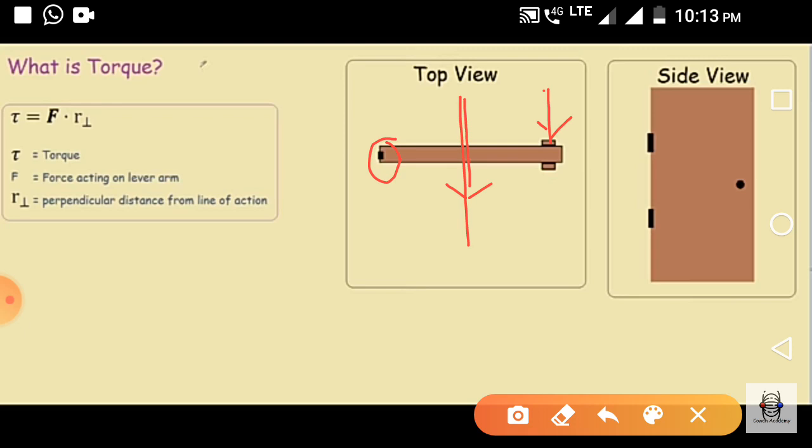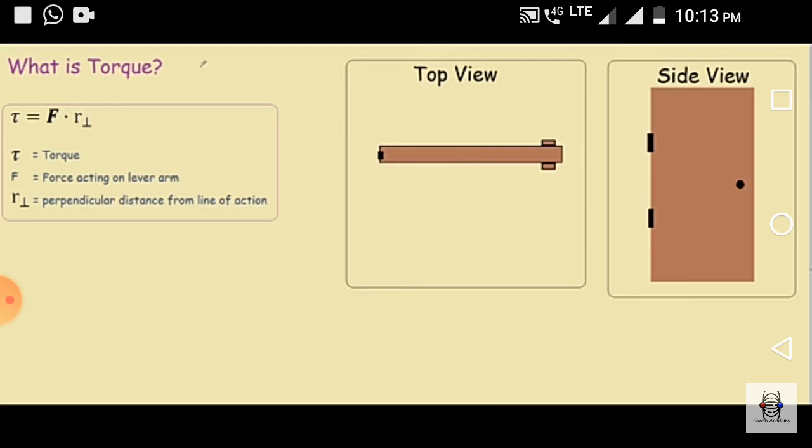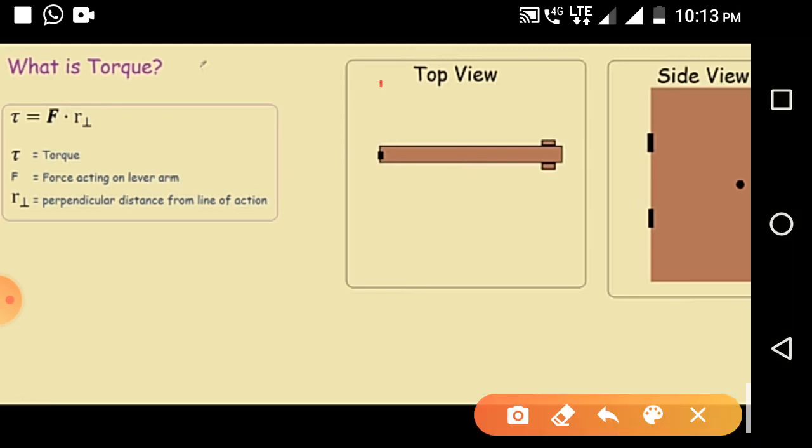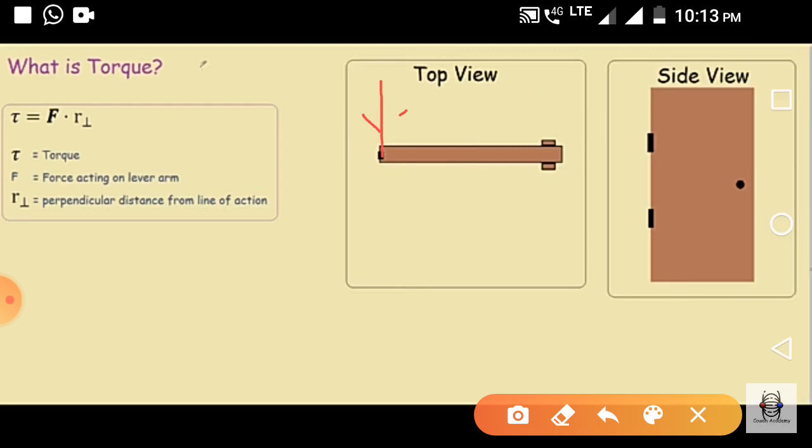Okay, so suppose that the force is applied here. Now see this once again, suppose now we apply a force here, so there will be no turning effect, because the door will not rotate any more whenever the force is applied here. This is only because the distance between the pivot point and the line of action of force is 0. So there is no distance between the application of force and the pivot, so there is no turning effect.